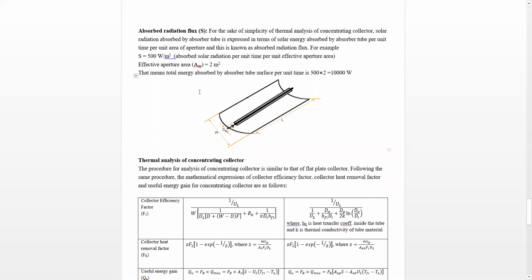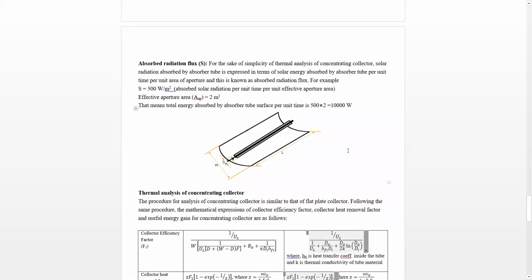Now absorbed radiation flux. Now in case of a concentrating collector, the absorbed radiation flux, that is the energy which is absorbed on the absorber tube or absorber surface, is defined in a somewhat different manner than that defined in a flat plate collector. The purpose is to simplify the thermal analysis and to find the final expressions in a more simplified form. So for the sake of simplicity of thermal analysis of a concentrating collector, the solar radiation absorbed by the absorber tube is expressed in terms of solar energy absorbed by the absorber tube per unit time per unit area of aperture.